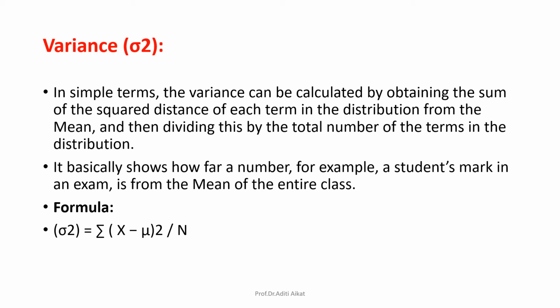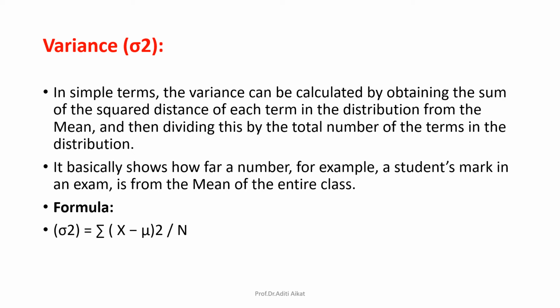Now, another measure of dispersion is the variance. In simple terms, the variance can be calculated by obtaining the sum of the squared distance of each term in the distribution from the mean and then dividing this by the total number of terms in the distribution. It basically shows how far a number, for example, a student's mark in an exam, is from the mean of the entire class. The formula is sigma square is equal to summation of x minus mu whole square divided by n.